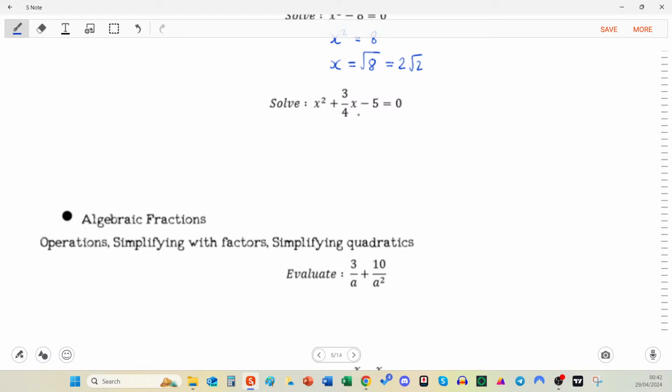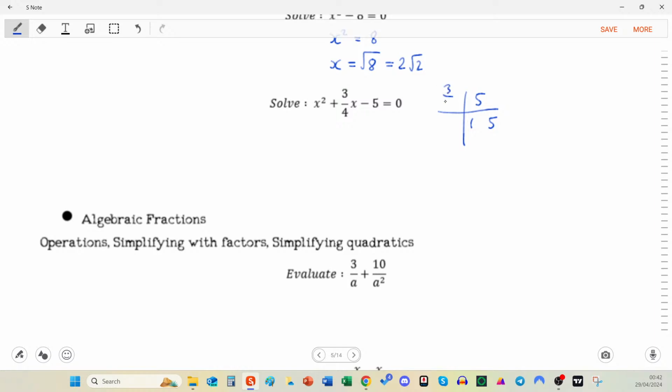Last one, x squared plus 3 over 4x minus 5. We're going to solve this using quadratic methods. So let's see where the journey takes us. Using our basic one, which is factorizing, we'll probably look at 1 and 5, right?